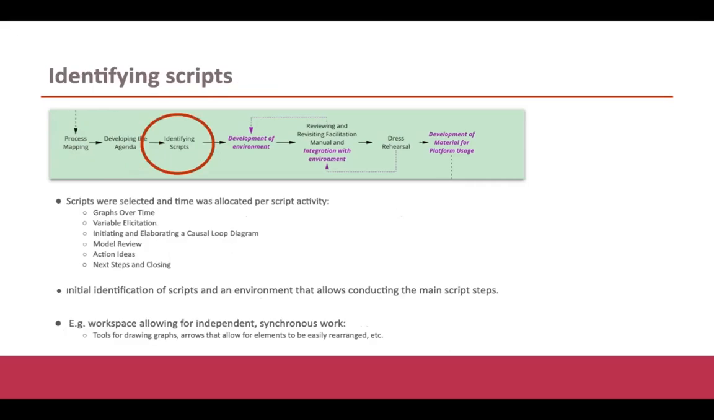These were the scripts we selected from Scriptopedia to use and adapt in this online workshop, and we also allocated time per activity. We were looking for exercises that allowed divergent and convergent activities. The scripts we selected were: graph over time, variable elicitation, model review, action ideas, next steps, and closing. We also identified the main components in Miro tools for each script.